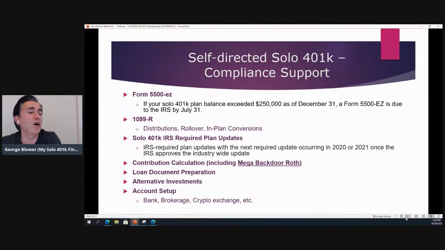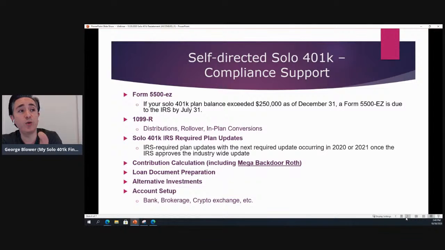So let's move on. This page highlights the compliance support that we provide. Right off the bat, the 5500-EZ, as I mentioned, is something that we take care of as part of our services. And I see we got a follow-up comment. Let's go through these points and we'll come back to it.